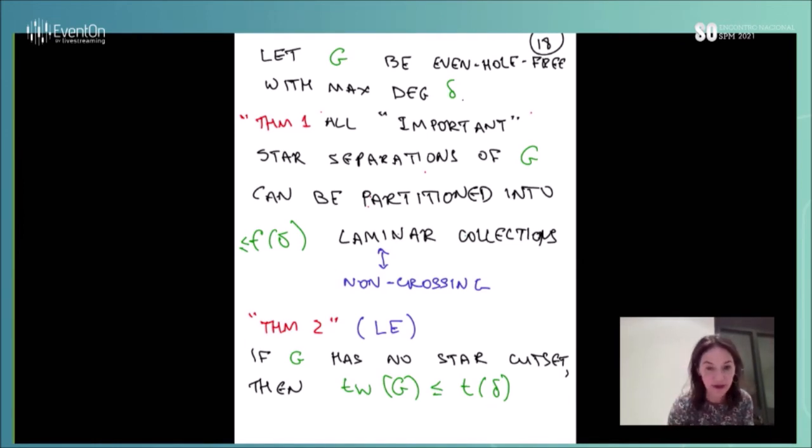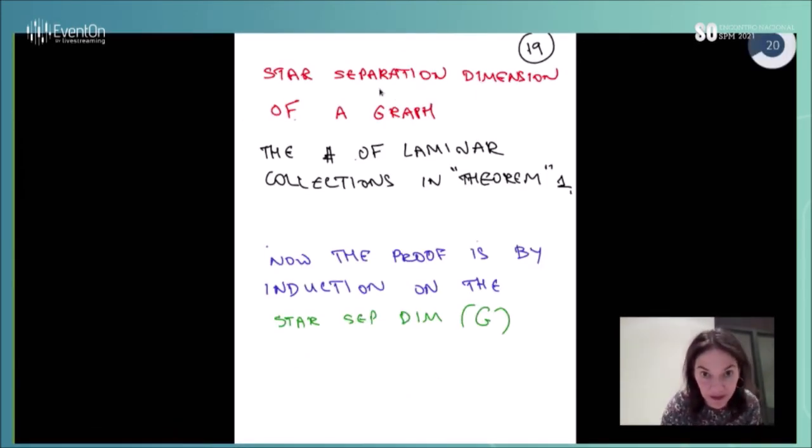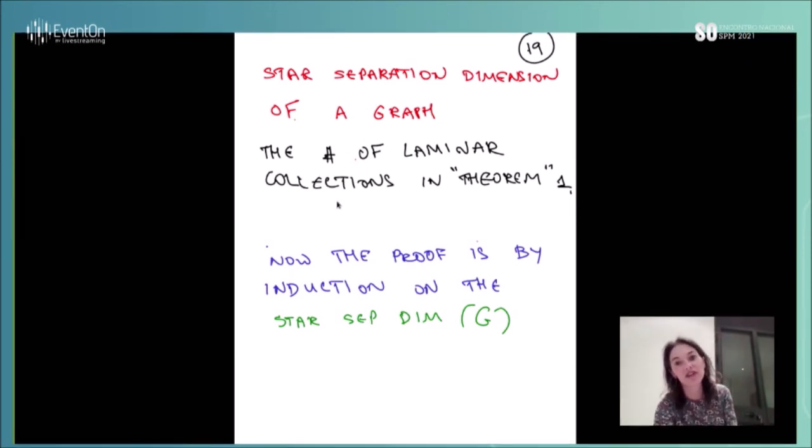So continuing this idea of dimension, when the dimension is 0, there are no star separations at all. We know the result: we know that the tree width is bounded. And then, in general, the dimension is not 0, but it's bounded as a function of max degree. So that's nice. Now we can maybe try to do induction on this dimension, what we call the star separation dimension, the number of laminar collections that you need in this theorem. And it turns out that this idea works. Robertson and Seymour did it once, we can do it many times.